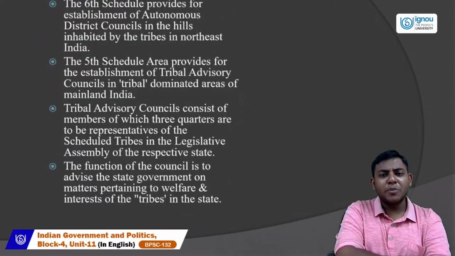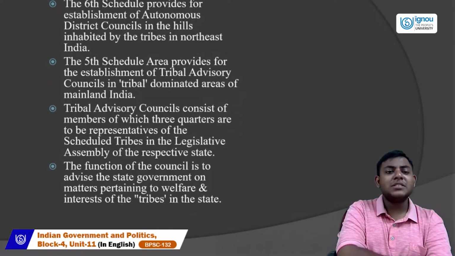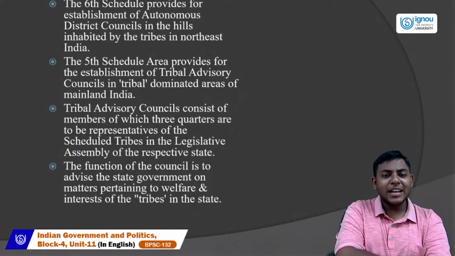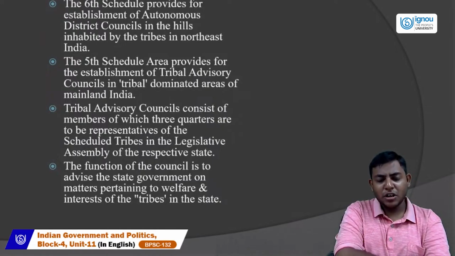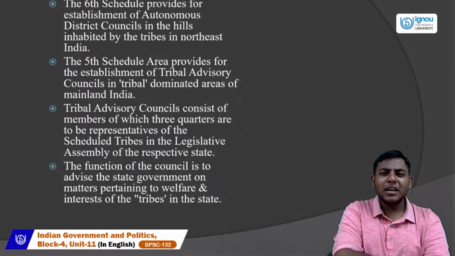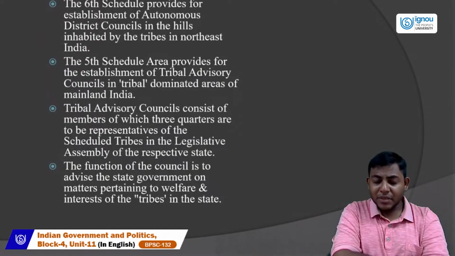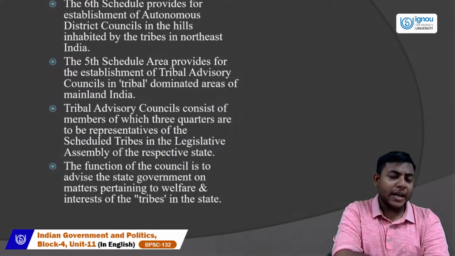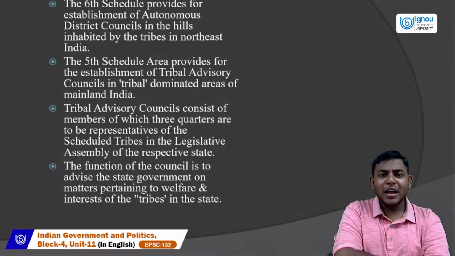The sixth schedule provides for establishment of autonomous district councils in the hills inhabited by the tribes in northeast India. There are 4 states which have autonomous district councils. Assam is one such state, which has the Bodoland Autonomous District Council and the Karbi Anglong Autonomous District Council, and also Meghalaya, which has the Garo, Khasi, and Jaintia Autonomous District Councils.